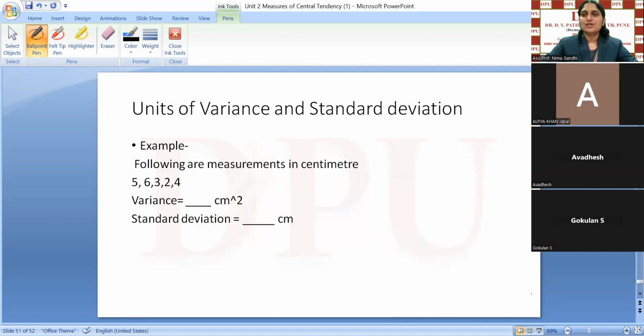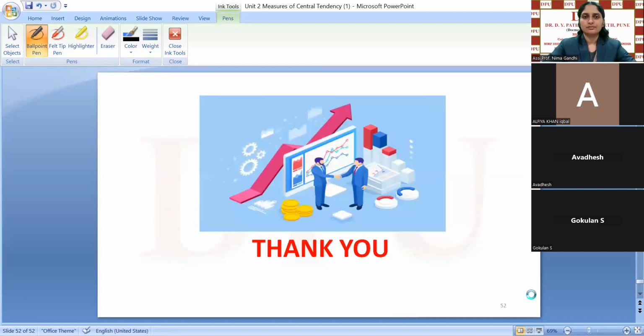So can you do the calculations for this and tell me the answer for variance and standard deviation? If all the measurements are in centimeter, your variance is in centimeter square, and your standard deviation unit is centimeter. Do the calculations and tell me the answer. This is the last example from this third unit. In the next session, we'll start with the next unit.